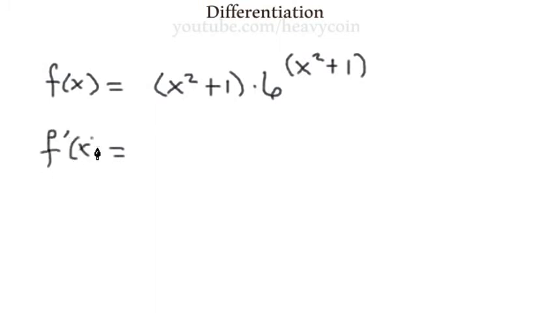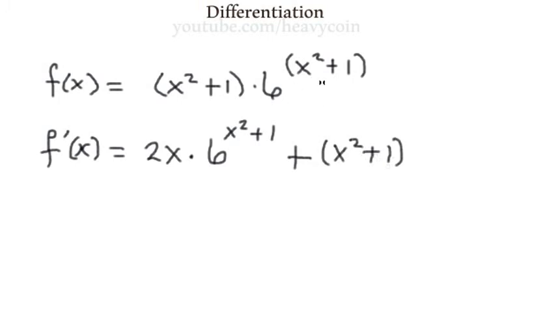So f prime of x is equal to, so we're going to take the derivative of this first function here, which is 2x, right, times, and then rewrite, plus, and then we're going to rewrite this first part. Then we take the derivative of the second part, so the derivative of x squared plus 1 is 2x, and then we just rewrite 6 to the x squared plus 1, and then we want to clean all this up, and really the only thing we do is take this 2x and bring it out front. And if you want to factor, you can factor it also. All right.